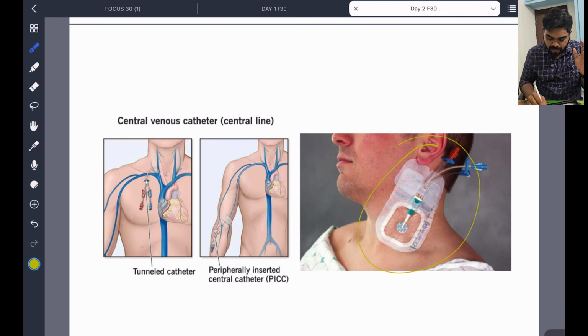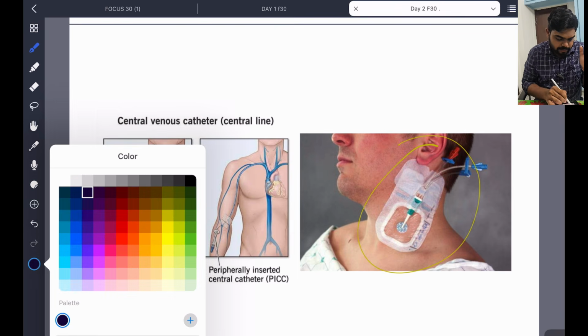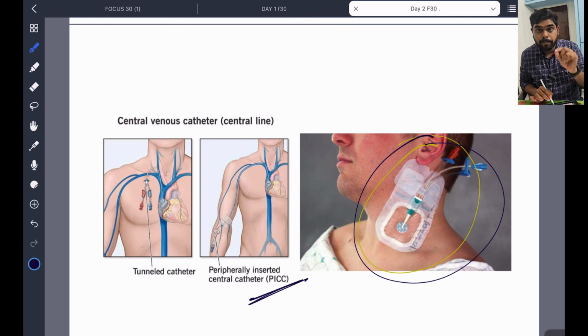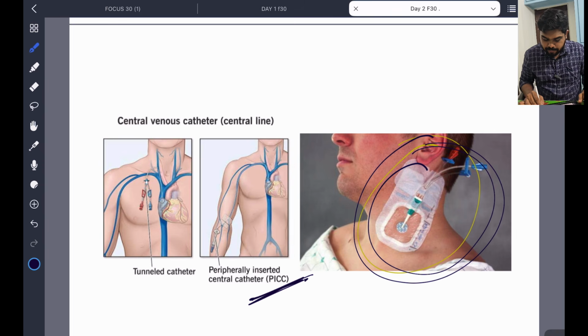What is this? So you can see here, this is a central line. So we have central line and PICC line. Peripherally inserted central catheter is known as PICC, which is a highly important spotter, or sometimes a video based question also can come. So PICC catheter, okay, PICC catheter. And this is the central line, very important. Diagrams are important, just see.